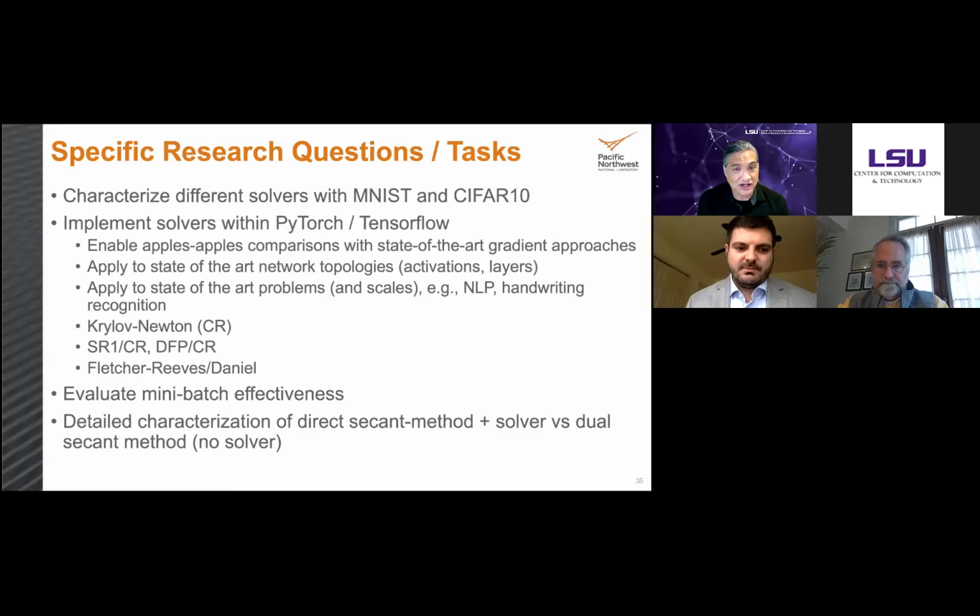So MNIST is fine. It's always a sanity check on any new approach, but we're in the process now of trying to scale up to doing problems using CIFAR and using larger networks like ResNet. And we also want to do that in the context of, instead of this custom C++ or even the C++ stuff in libtorch, do it in the mainstream PyTorch and TensorFlow, so that we can really do apples to apples comparisons with state-of-the-art gradient approaches.